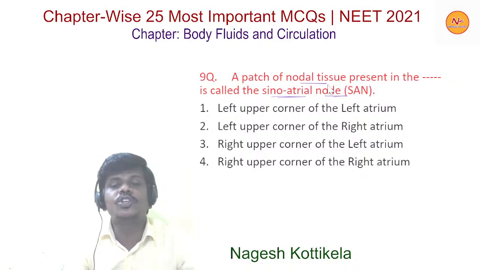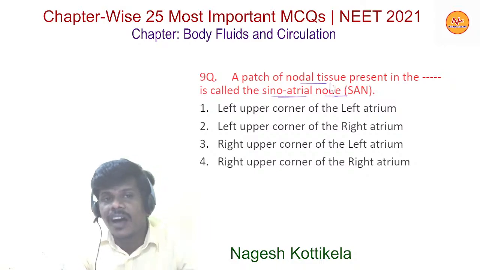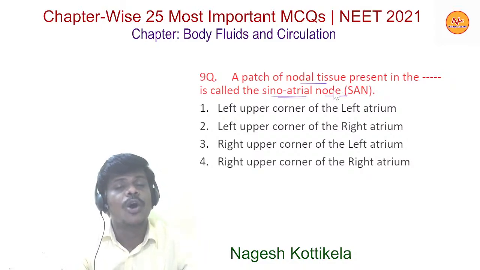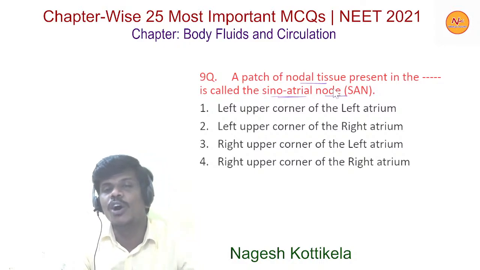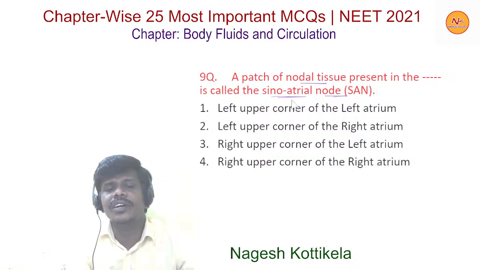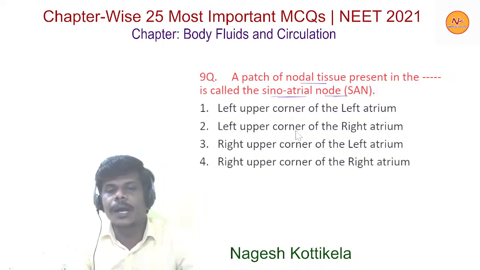So, a patch of nodal tissue where it is located in the heart, and that patch of tissue is called SAN or sinoatrial node. So we have to find out the location of sinoatrial node. Here, first option, left upper corner of left atrium. Second option, left upper corner of right atrium.